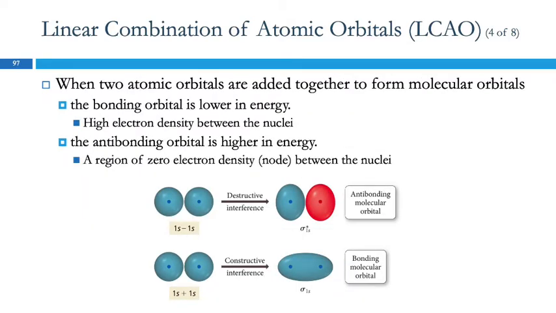So we can combine them with destructive interference and get an antibonding orbital. This is called sigma star. The star means it's an antibonding orbital. And here's combining these with constructive interference. This is a sigma bonding orbital. This is sigma 1s because it's a combination of 1s orbitals, and this is sigma star 1s. Here we have high electron density between the nuclei, so this promotes bonding. Here we have a place of zero electron density between the nuclei. Any questions so far? It's kind of weird.